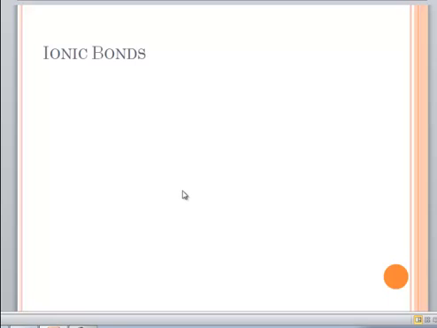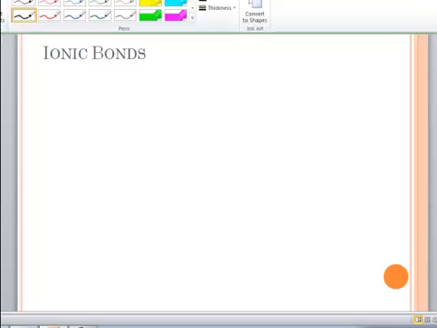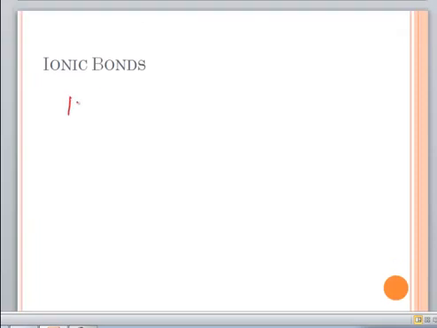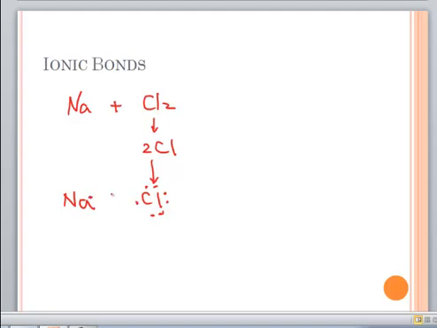So when we have a complete gain or loss of electrons, as indicated by the example, sodium plus Cl2 eventually gives you 2 Cl. So the sodium atom and the chlorine atom: the chlorine atom has 7 valence electrons, the sodium has 1. It will be much easier to have a complete transfer of an electron from the sodium to the chlorine. So then you have the sodium plus ion and the chloride minus ion.